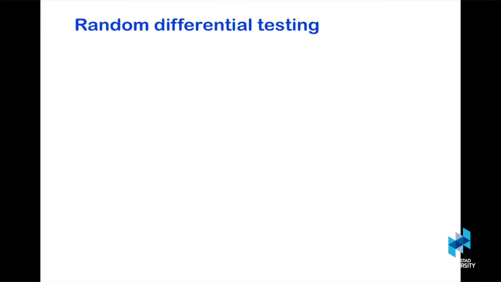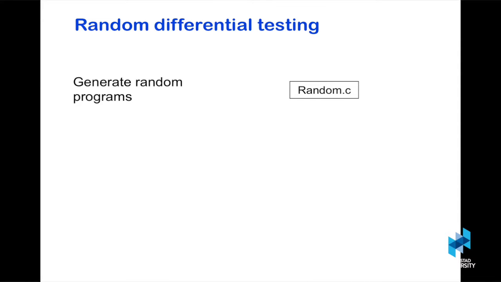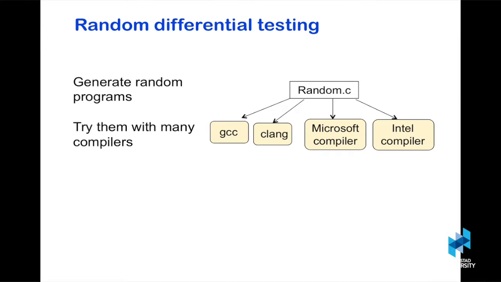Random differential testing is a very simple idea. You generate random programs using some kind of fuzzing tool that knows how to generate programs. So let's say we generate random C programs. You then try those programs with multiple compilers. For example, you might use GCC and LLVM, two open source compilers, with the Clang front end for LLVM. And you might use a couple of commercial compilers like Microsoft's C compiler and Intel's C compiler. You could compile this single program with all of those compilers and run the resulting executables.